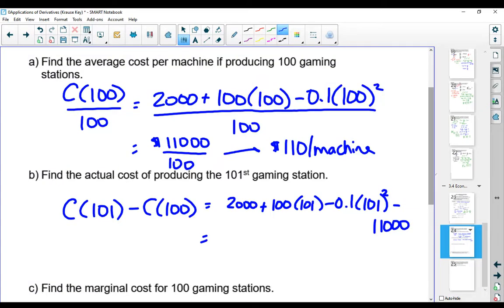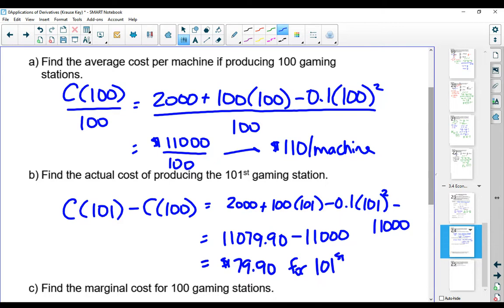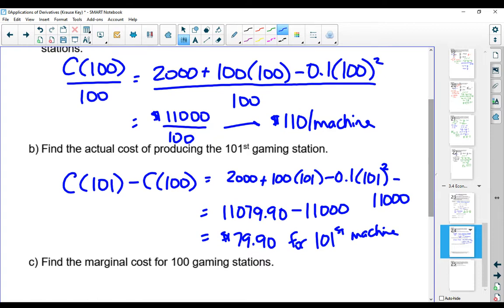So if we sub all that in, that's $11,079.90 minus the $11,000 it costs to make 100 units, and that would be $79.90 for the 101st machine. So it costs us $110 per machine when we're making 100 machines. But if we want to make 101 machines, it's going to just cost us an extra $80, or $79.90.